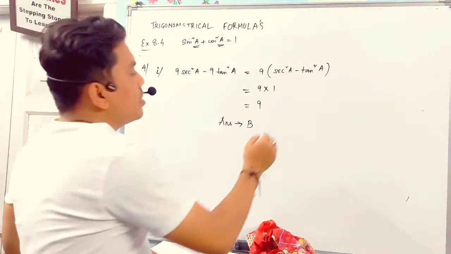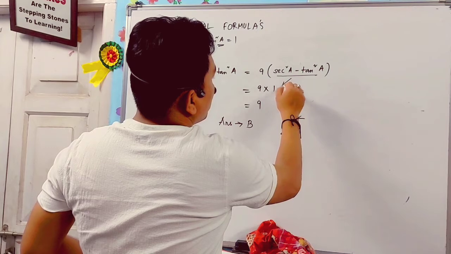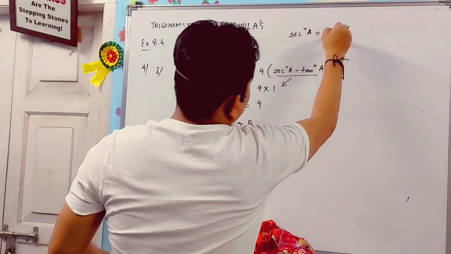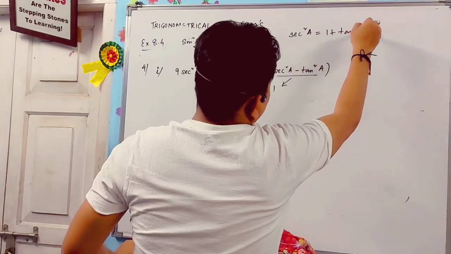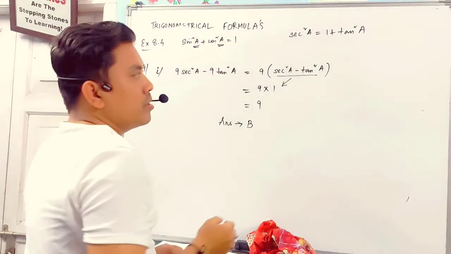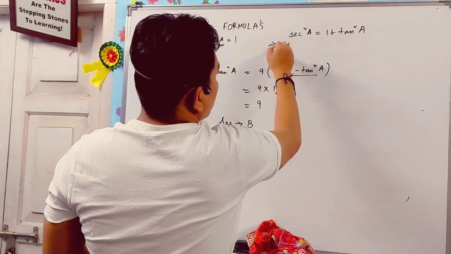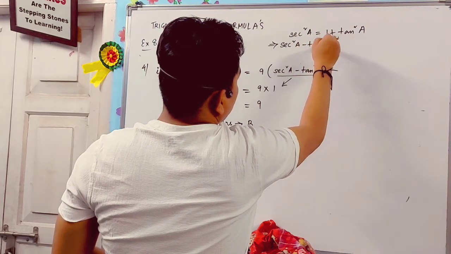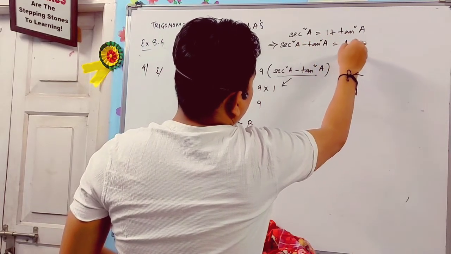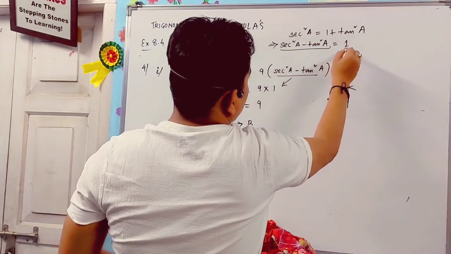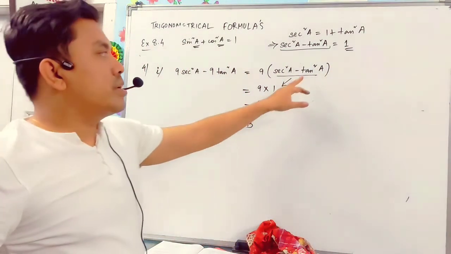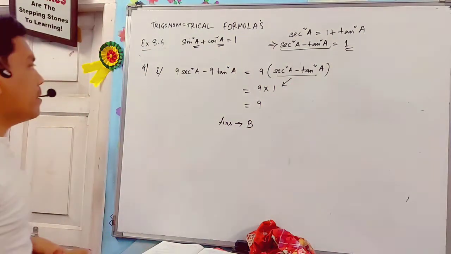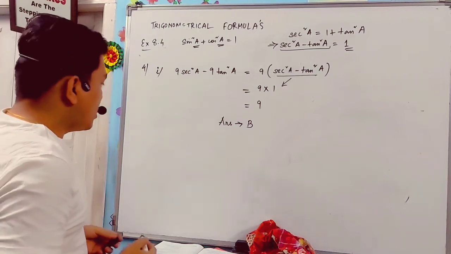Why in place of this have I written 1? Because we know sec square a is equal to 1 plus tan square a. Isn't it? In formula number 8 we have written. Now bring tan square a to the left hand side. See what will happen. Sec square a minus tan square a will be equal to 1. So in place of sec square minus tan square we can write 1. Alright. Now let's do the next one.